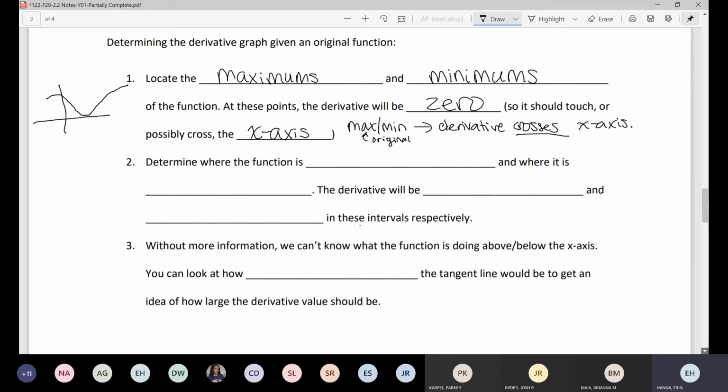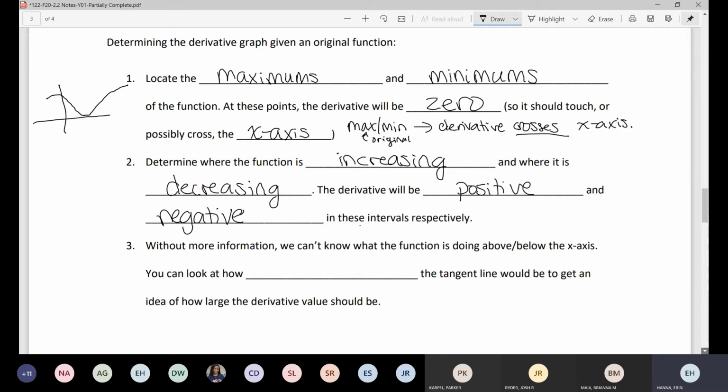But say you needed some more information. What you're going to do then is determine where the function is increasing and where it is decreasing. Kind of that second piece that I was just talking about, where I split up the original function into its pieces and then the derivative graph was positive, negative, respectively. So the derivative will be positive and negative in these intervals, respectively. So when the original is increasing, the derivative is positive; decreasing, derivative is negative.